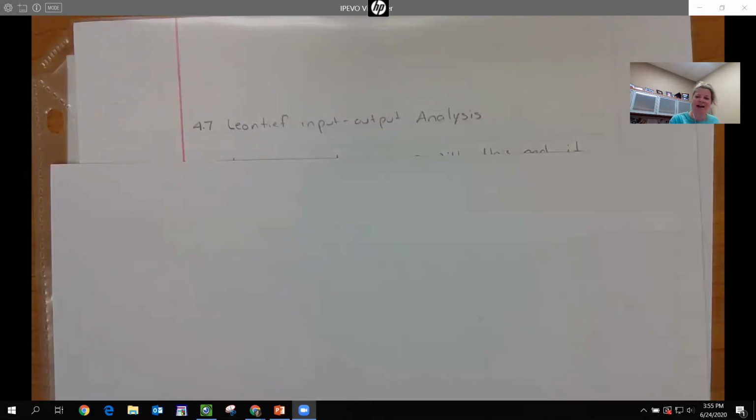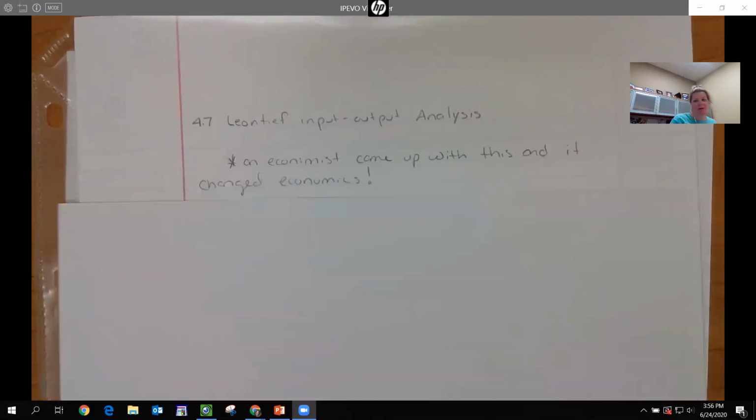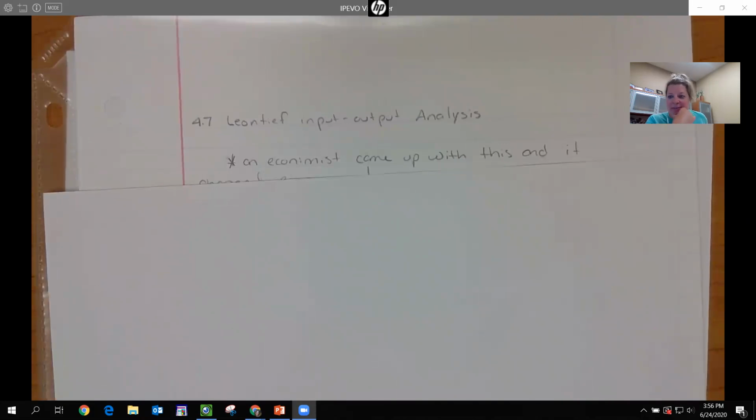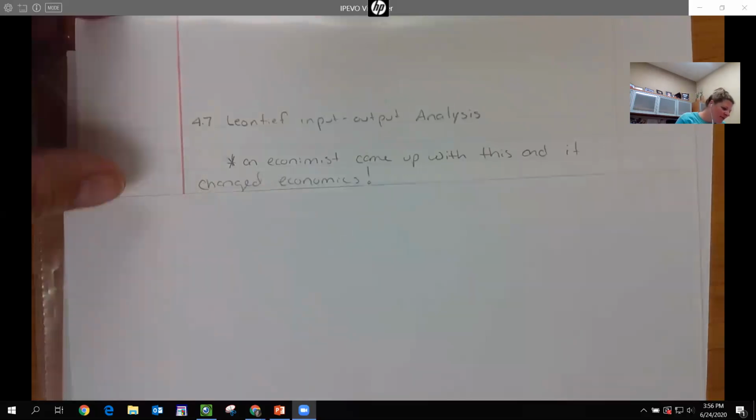I don't even think I've ever tried to say his name. Either way, this is actually one of the newest things I teach across the board, which is kind of a crazy thought. Most of the mathematical concepts that we learn are not new. This is from the 80s, an economist, I can't even say it, never mind. I give up today. He came up with this and it really changed economics.